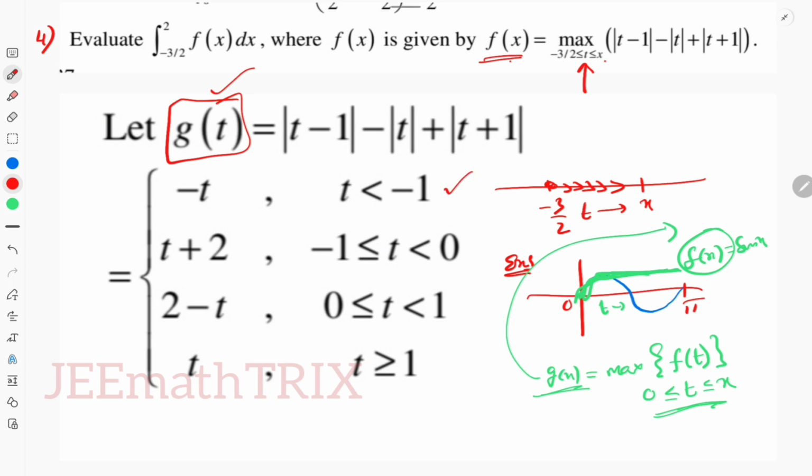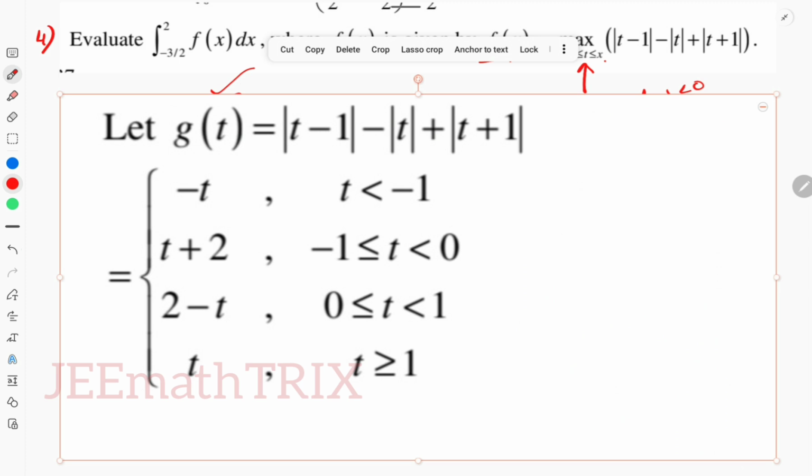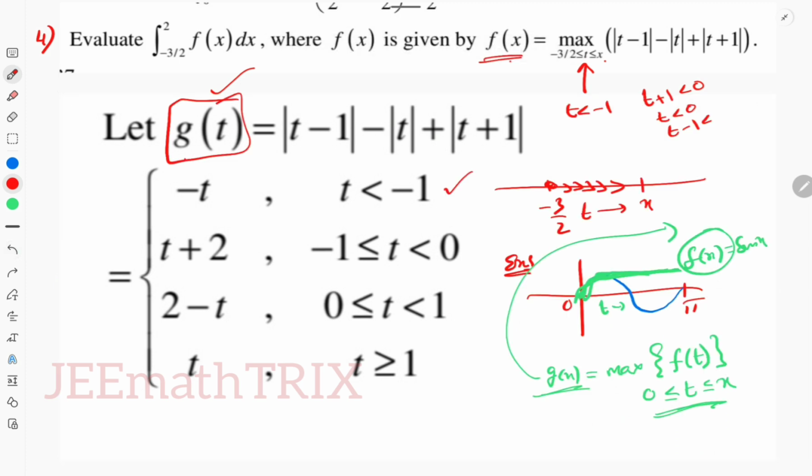See, if t is less than minus 1, then t plus 1 is negative. If t plus 1 is negative, obviously t is also negative, and t minus 1 is also negative. So all the three expressions are negative. So modulus of t minus 1 can be written as 1 minus t, and minus of modulus t is minus of minus t, and plus modulus of t plus 1 is minus t minus 1. So simplifying, you are getting minus t.